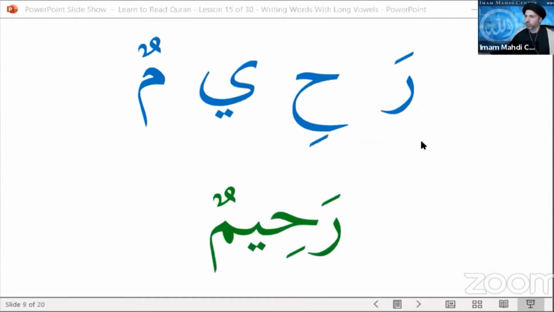Our next word has 4 letters. So we have ra with fatha, which is pronounced ra, ha with kasra, followed by ya. So now these two, the ha and the ya, will be pronounced together as hi, and then the meem with the 2 dhammas is pronounced mun. So we bring the ra, and remember ra does not have a lowercase form and it does not connect on its left, so there has to be a space here. Then we have lowercase ha followed by the ya, and then the meem with its tanween. So we have ra, hi, mun, rahimun.